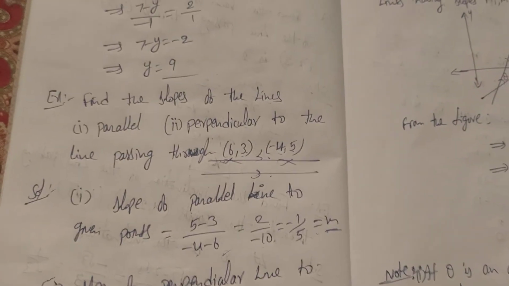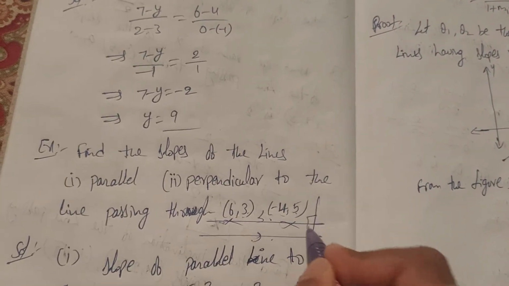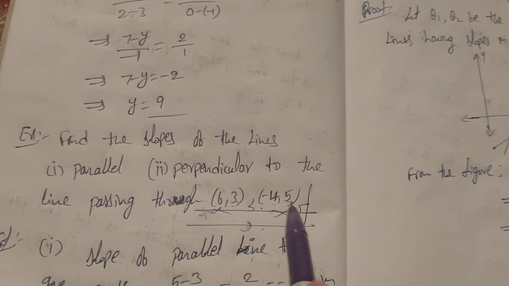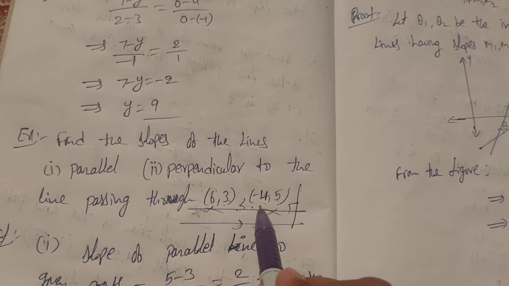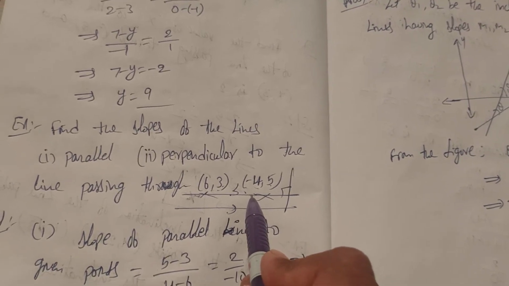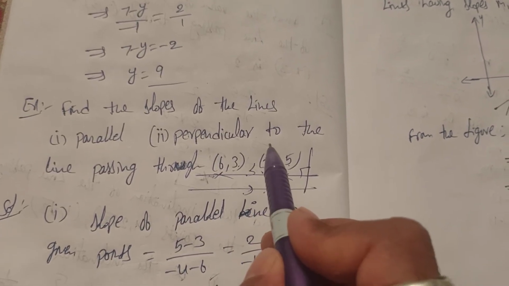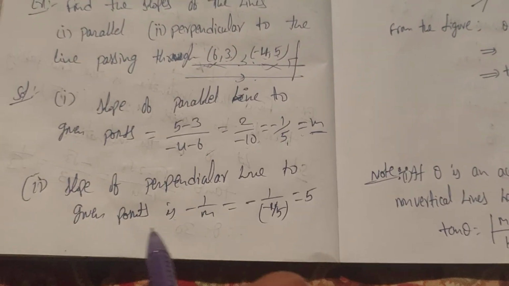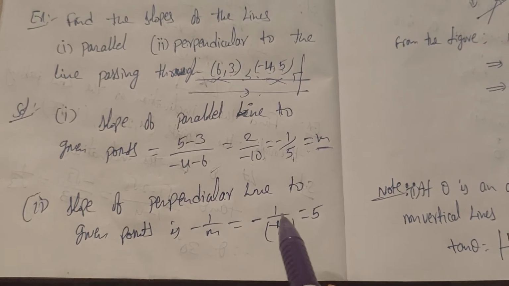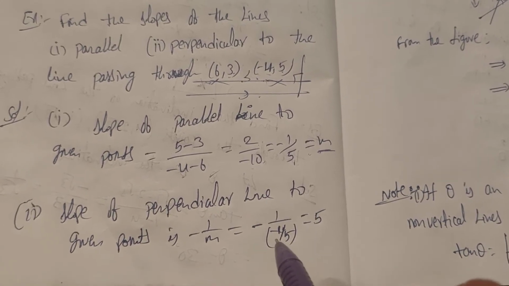Now he is asking the second question: perpendicular to the line passing through the same points. Perpendicular line means, let us say this is the perpendicular line. If you know the slope of this line is m, then the slope of the line which is perpendicular to the given line is nothing but minus 1 by m. So for the second question, the slope of the line perpendicular to the line passing through these two points is minus 1 by m. Here m is minus 1 by 5, so minus 1 by (minus 1 by 5). If you take the reciprocal, 5, the two minus signs cancel. So the answer is 5.